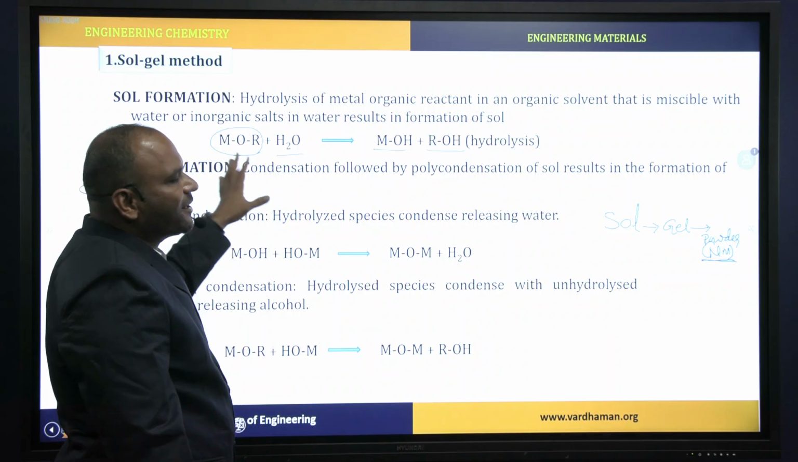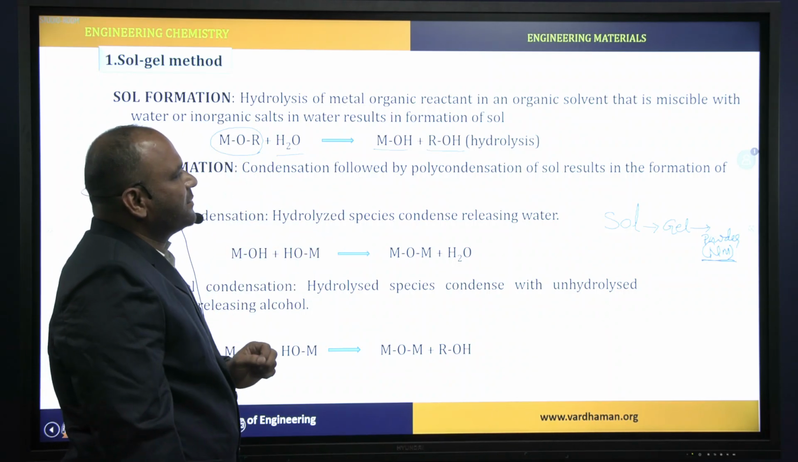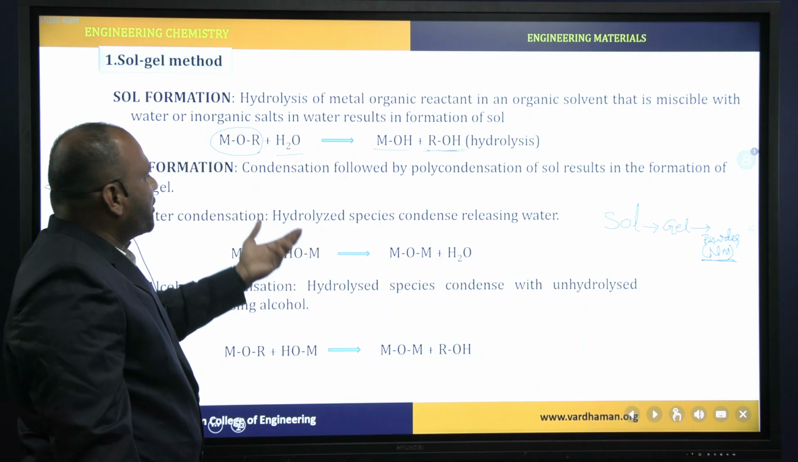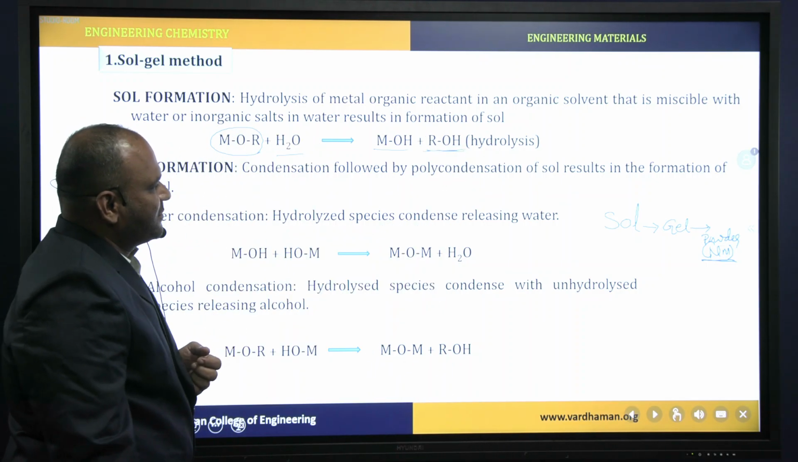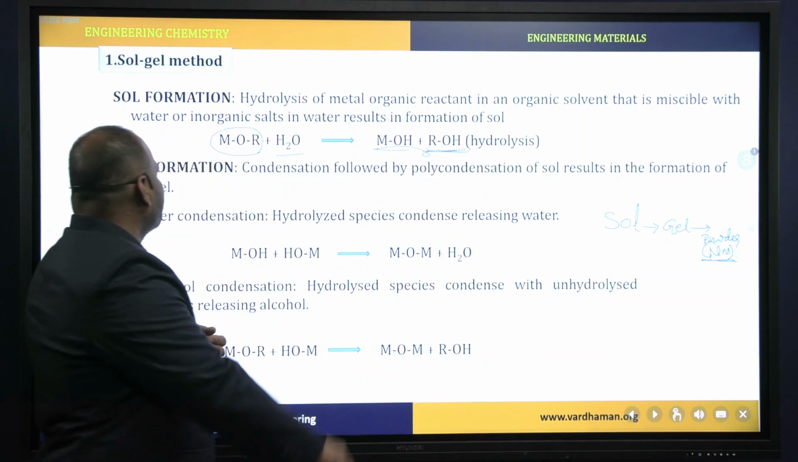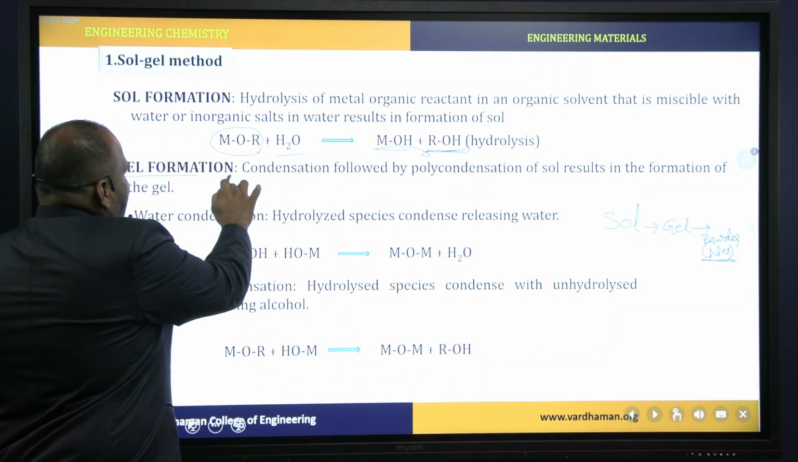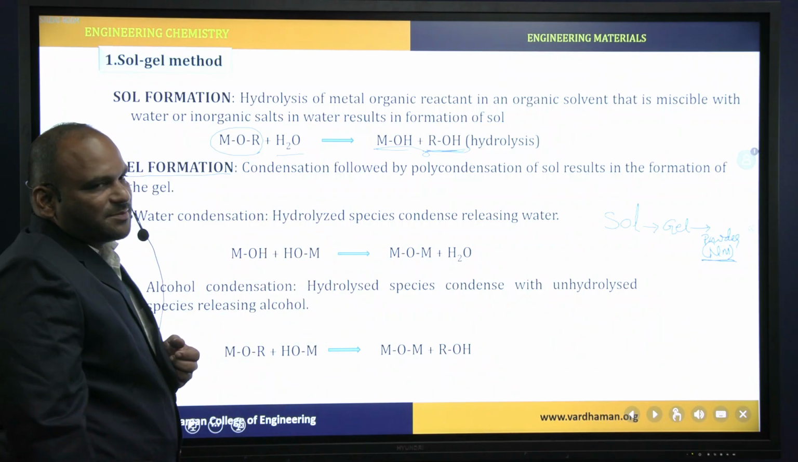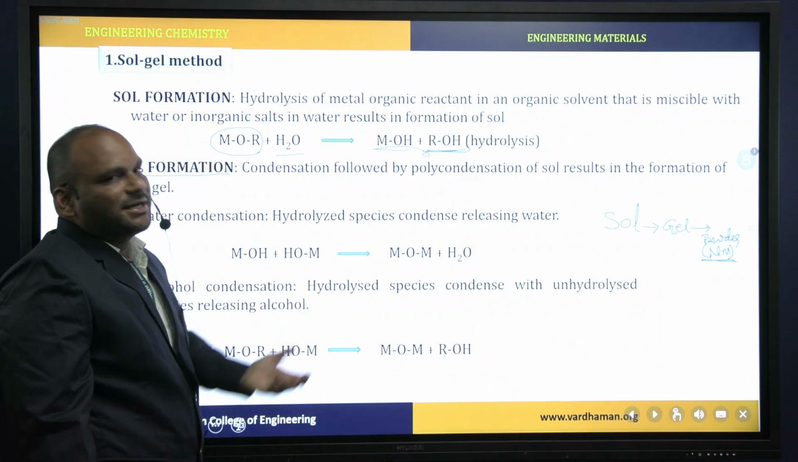In the first step, metal alkoxides upon hydration or hydrolysis are converted into metal OH and alcohol is produced. This is what? Sol formation. In our sol, metal OH and ROH are there. Right? Next, gel formation. In gel formation, condensation takes place. That is what? Polycondensation takes place.